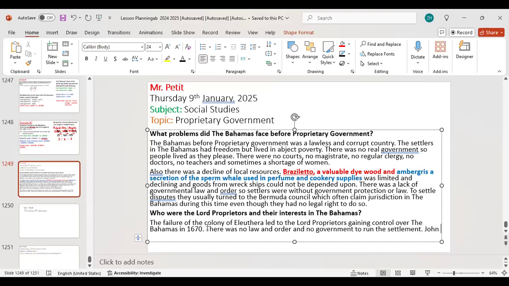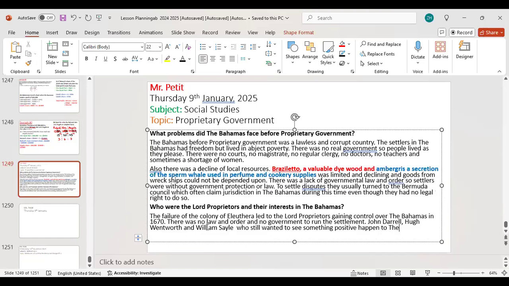John Darrell, Hugh Wentworth and William Sayle. At the time he was 80 years old, William Sayle, who still wanted to see something positive happen to the Bahamas. He felt responsible for the people.